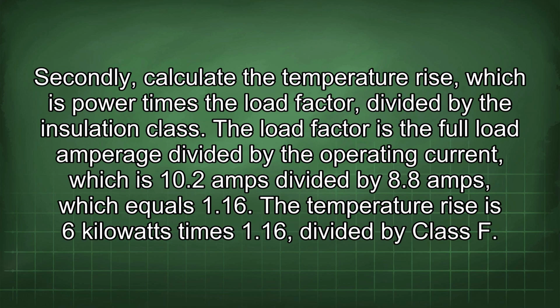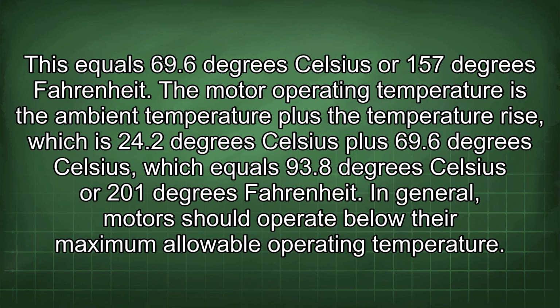Secondly, calculate the temperature rise, which is power times the load factor, divided by the insulation class. The load factor is the full load amperage divided by the operating current, which is 10.2 amps divided by 8.8 amps, which equals 1.16. The temperature rise is 6 kilowatts times 1.16 divided by Class F. This equals 69.6 degrees Celsius or 157 degrees Fahrenheit.